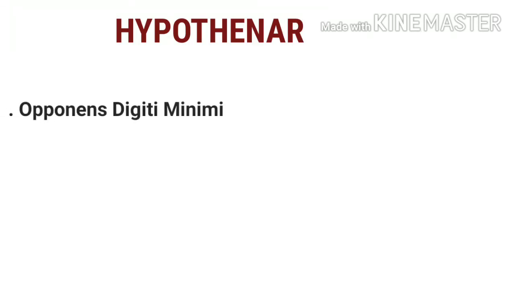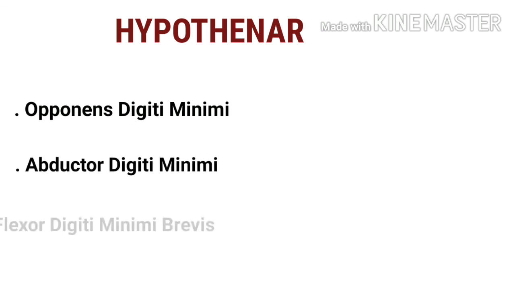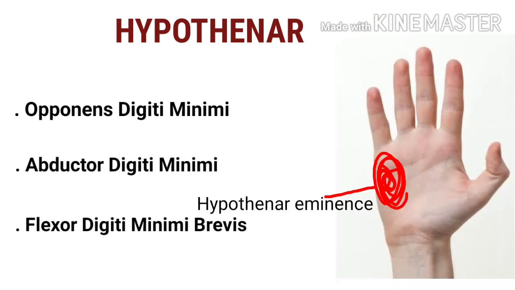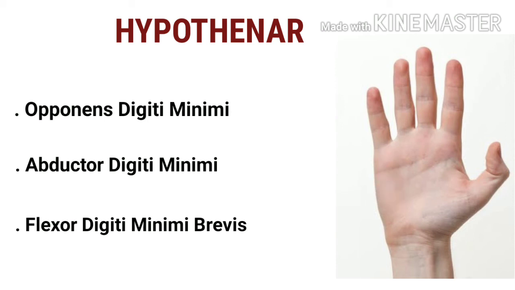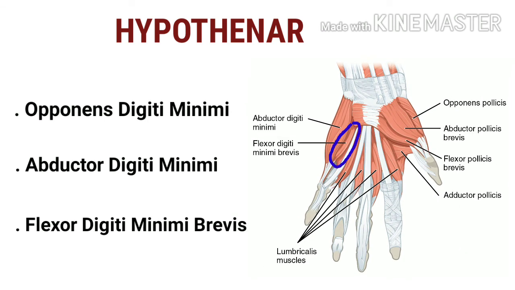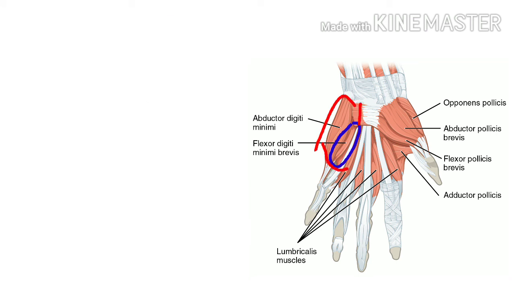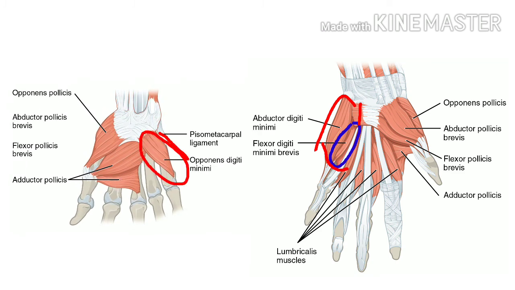Okay, the hypothenar muscles produce the hypothenar eminence. It is on the medial side of the palm at the base of the little finger. In the hypothenar we have opponens digiti minimi, abductor digiti minimi and flexor digiti minimi brevis. Flexor digiti minimi brevis lies laterally to the abductor digiti minimi and inserts into the base of the proximal phalanx of the little finger. The opponens digiti minimi lies deep to the other hypothenar muscles and inserts into the medial margin of metacarpal 5.